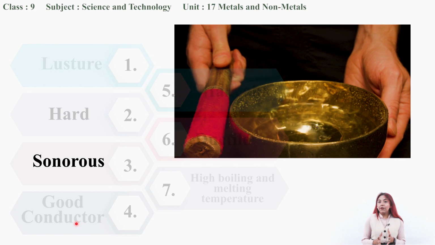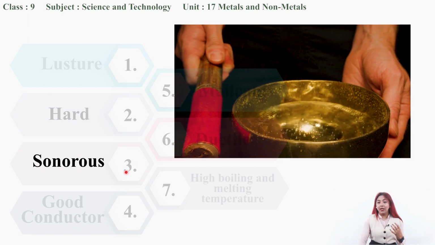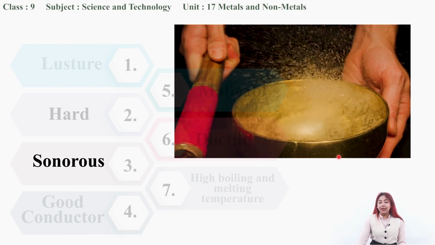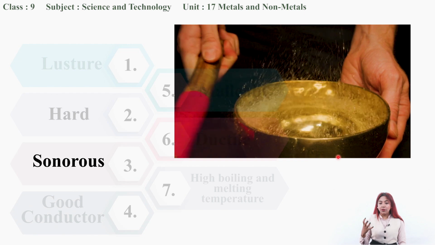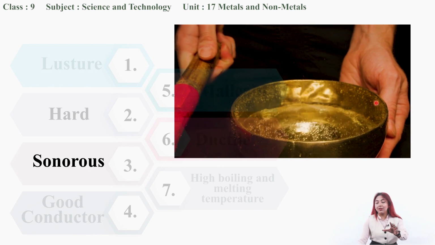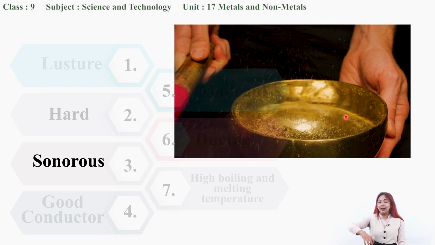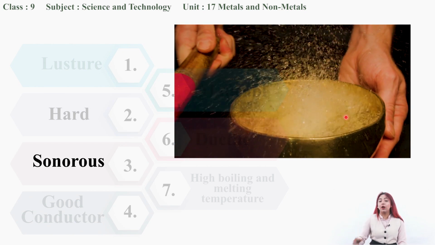Now, another physical property of metal is that it is sonorous. That is, it produces sound when it is struck. You can see here in the figure that when we strike this metallic ball, what happens? Sound is produced. Since you cannot hear the sound of this video right now, you can see that the water is being vibrated. That is due to the sound waves.